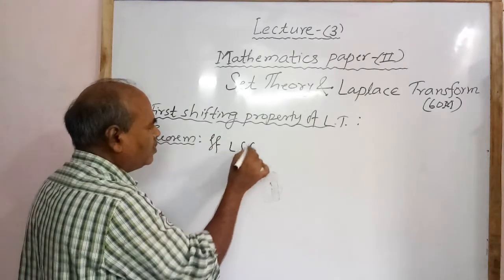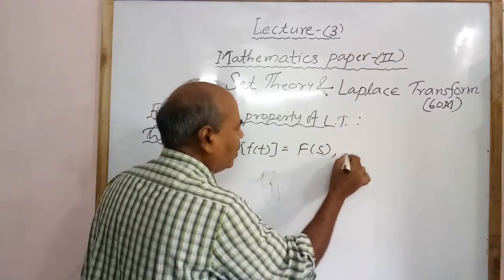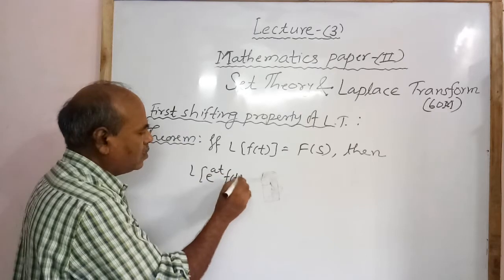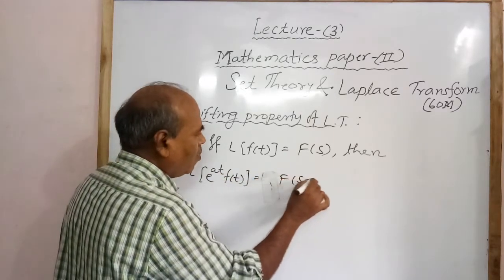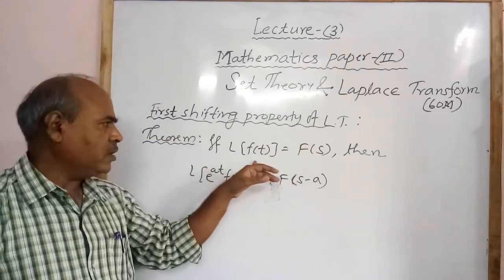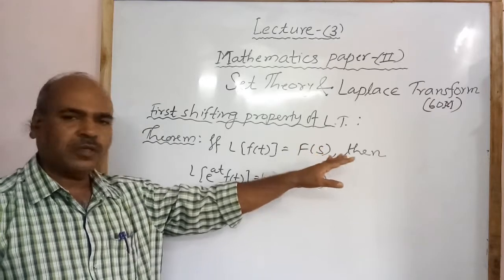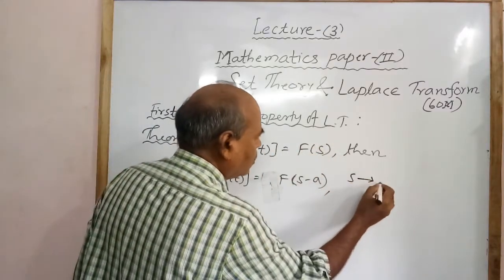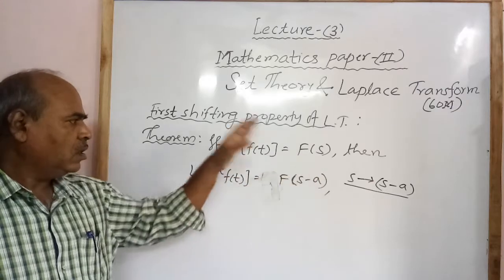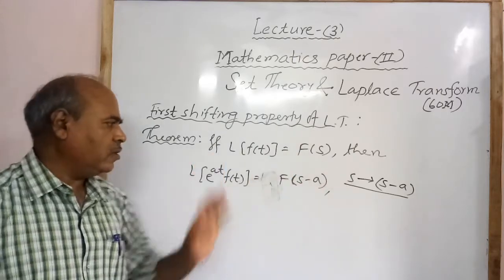If Laplace transform of f of t equal to F of s, then Laplace of e to the power at f of t equal to F of s minus a. That is, if we multiply the function by e to the power at, then in the Laplace transform F of s, s is replaced by s minus a. Therefore, the shifting theorem tells us that if we multiply the function by e to the power at, then in the Laplace transform, s is replaced by s minus a.